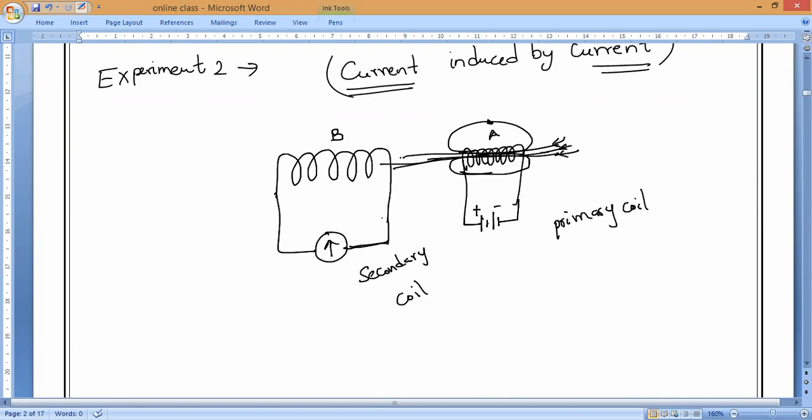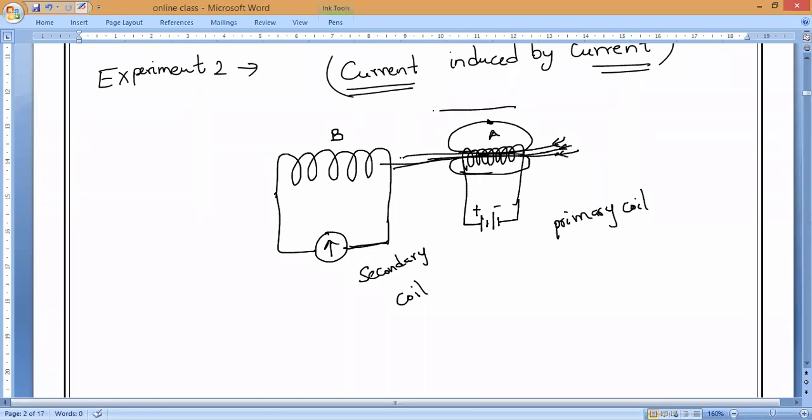Secondary coil, nothing is happening. We are connected to the galvanometer. Now, what Faraday has done is, when the current is passing in this solenoid, coil A was moved towards coil B. Do you understand? When the current is passing in this solenoid, coil A is moved towards B, like a to and fro motion, the same way the magnet is moving.